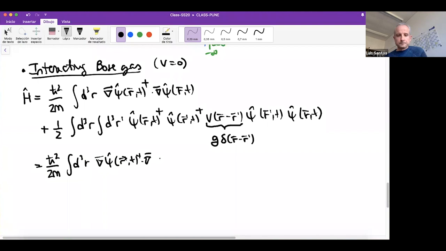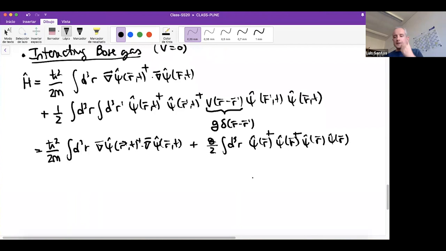But now here I have something much simpler. Okay, so this is the Hamiltonian in terms of the field operator.